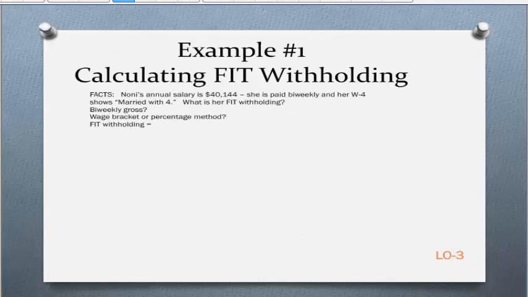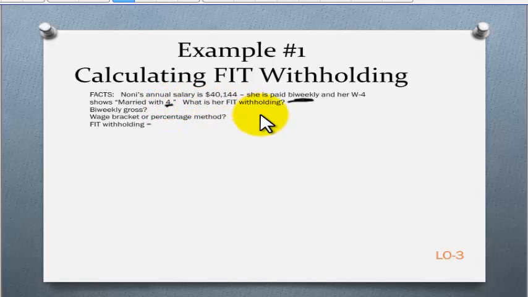So the first thing we're going to do, we're just going to go through a couple of examples. In this one, we've got Nonie. Her annual salary is $40,144. She's paid biweekly, and her W-4 shows that she is married with 4 allowances. So what's her FIT withholding? Well, before we figure this out, she is paid biweekly. So that's what we know. We know that she is married, and we know that she has 4 withholding allowances.